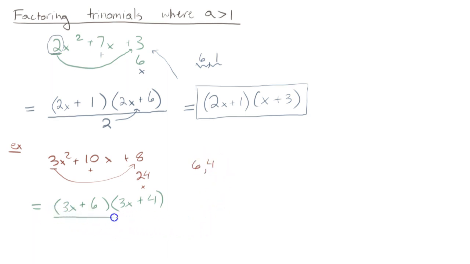And so our last step is we divide by 3. So finally, we can get rid of this denominator here by dividing it into one of the factors, and it looks like it goes evenly into the first parentheses. And so we're going to get x plus 2 for our first parentheses, and the second will stay the same. That's it.